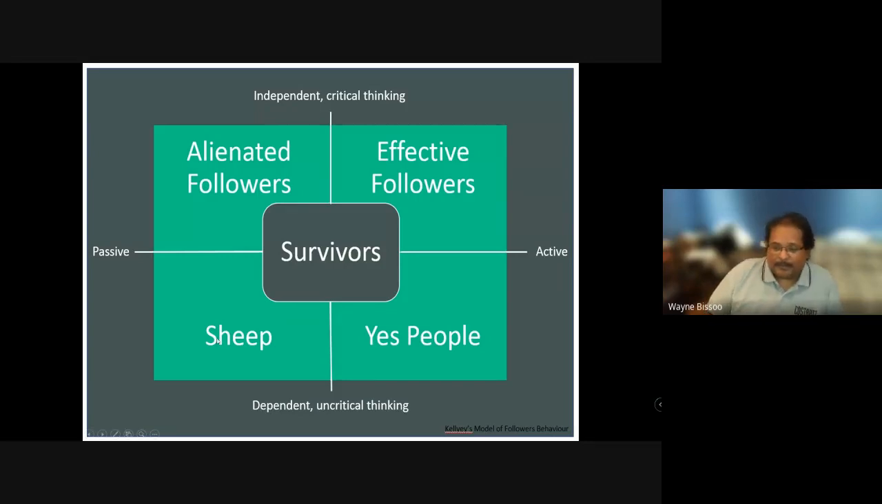Because the problem with sheep is what? Another shepherd can take them away, yes? The problem with yes people is that they're not necessarily going to be honest. They're just doing it because they know that they're going to get something from it. So they expect something from it. And that is not an honest way of getting things done. So we'll look at it from that perspective.